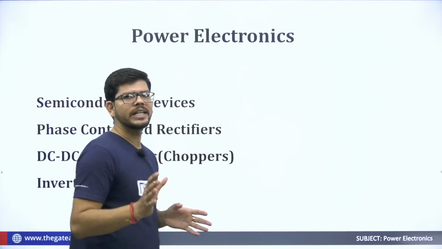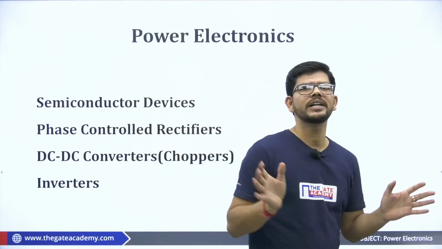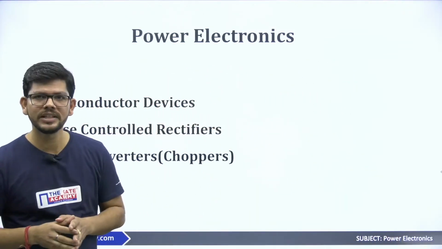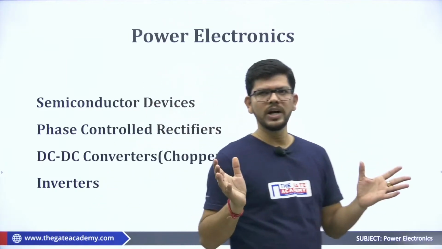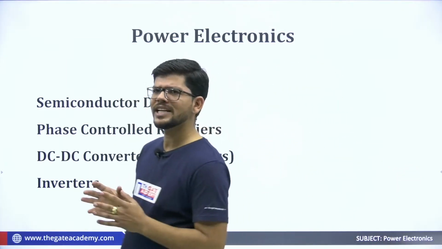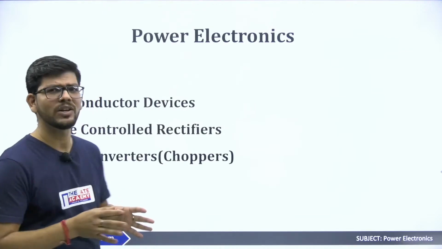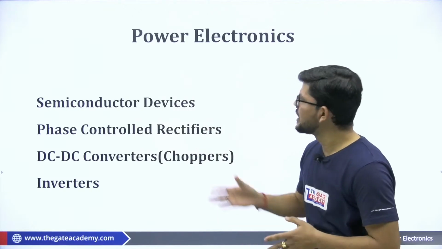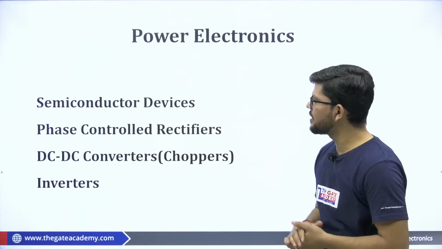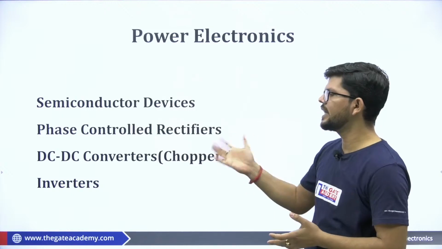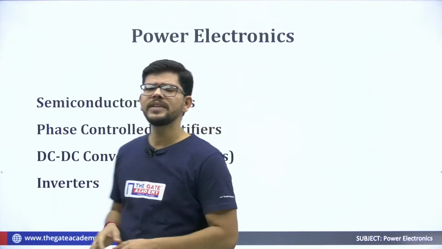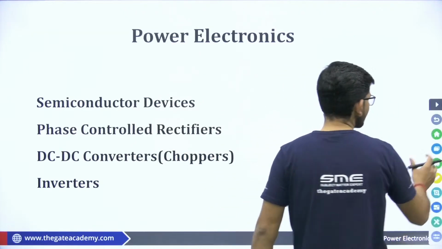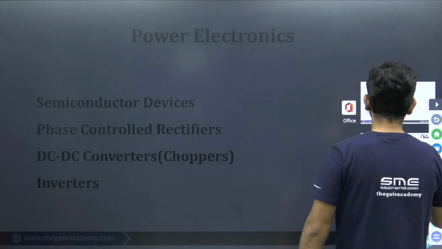This is a very important subject of electrical engineering. It has a very high weightage as far as the GATE exam is concerned, and this subject is full of formulas and important concepts. So we shall be revising all the important formulas and concepts one by one. The chapters that power electronics has are: semiconductor devices, phase control rectifier, choppers or DC to DC converter, and inverter. So we shall be revising all of them one by one. Let's get started with the first chapter, that is semiconductor devices.